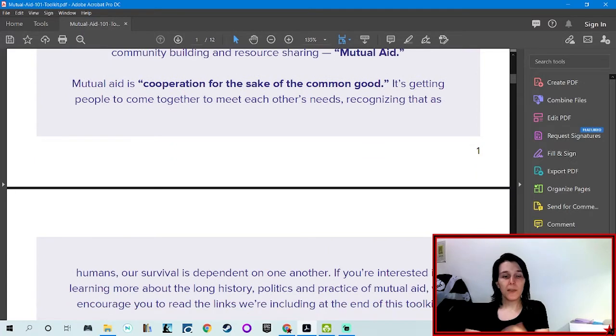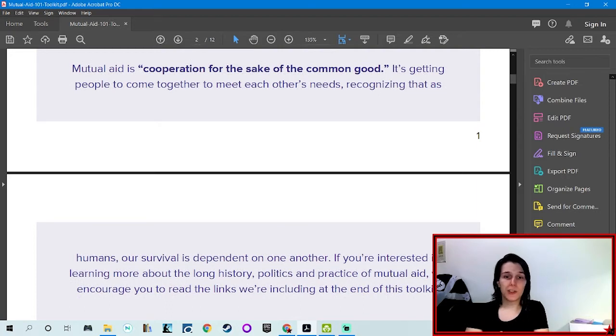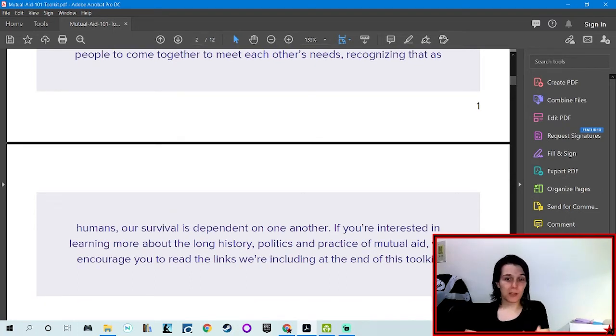So we have here the definition that the document presents of mutual aid. Mutual aid is cooperation for the sake of the common good. Now, I find that to be an outstanding basic definition of what we could define mutual aid to be. It's getting people to come together to meet each other's needs, recognizing that as humans, our survival is dependent on one another. If you're interested in learning more about the long history and the practice of mutual aid, we encourage you to read the links that are included at the end of this toolkit.